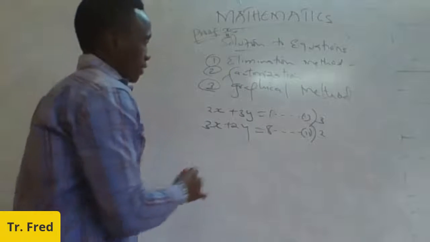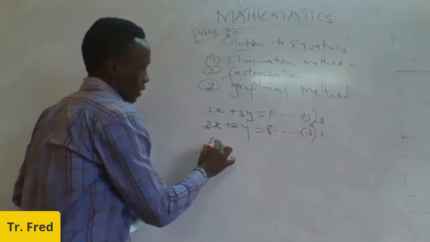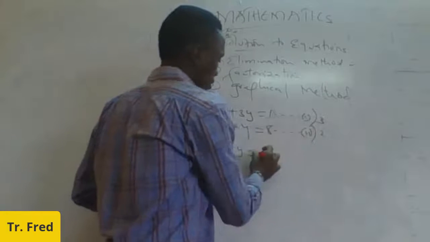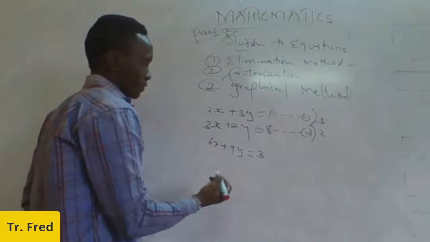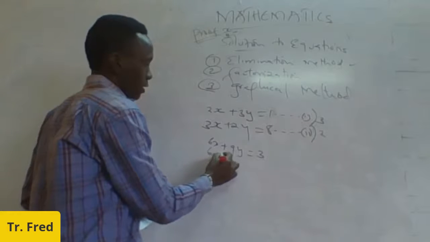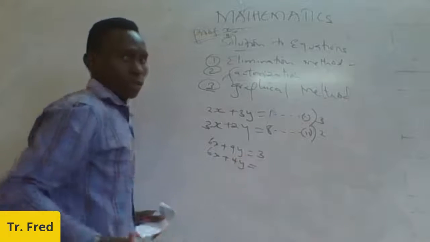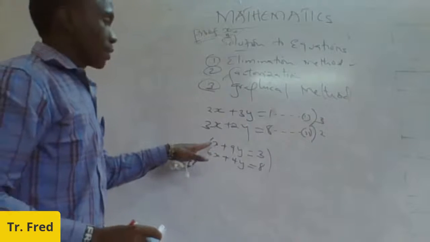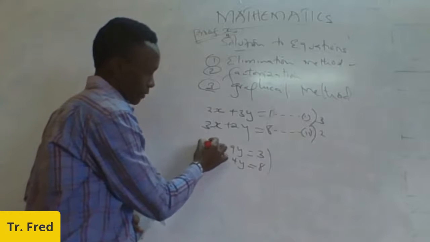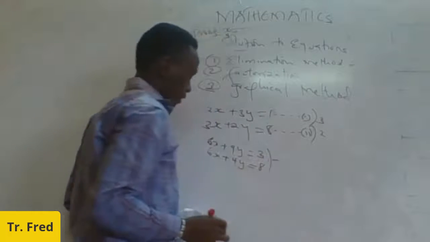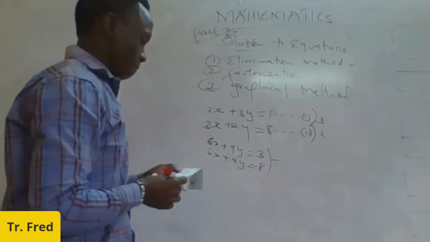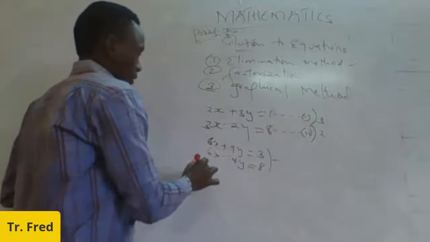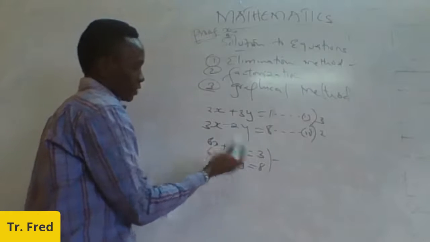x's. So this one will be 6x plus 9y equals 3 times 3, which is 3. Then the other equation will be 6x plus 4y equals 8. Now the next step, since we have made the x's the same, we can now subtract them without having a remainder. Therefore, after subtracting, we shall end up having, this one was supposed to be a minus, so this one is a minus. So 6x subtract 6x gives us 0.